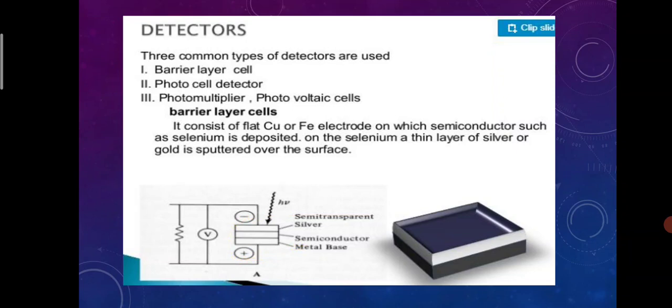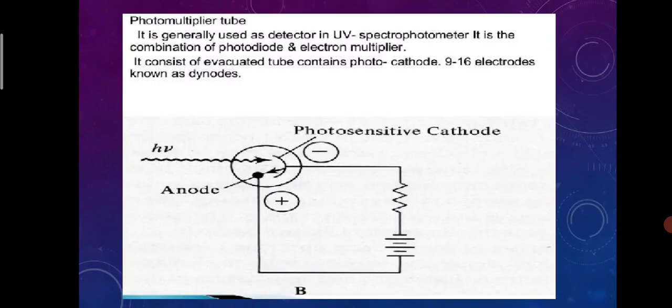This barrier layer cell is also used as a detector. It's used to find the wavelength of the radiation. Next, we go for the photomultiplier tube. It's generally used as a detector in a UV spectrophotometer. It is the combination of a photodiode and an electron multiplier.